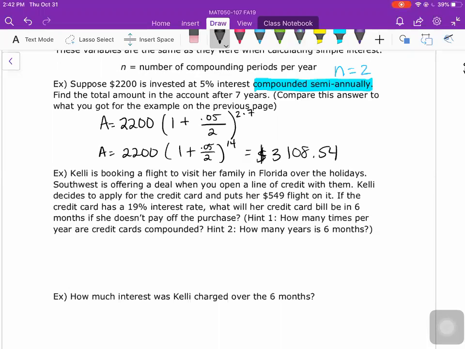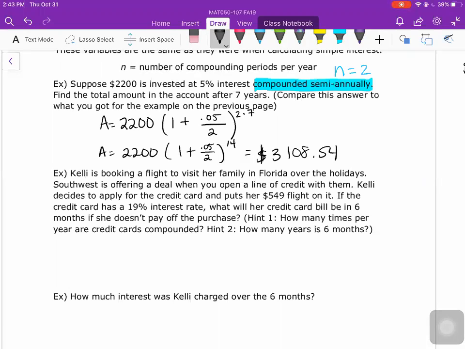So the 3,108 you're earning 2 times a year, or is that the total for the year? That's the total amount at the end of 7 years. A is the total amount after a given amount of time. So at the end of 7 years, in the first account, we made $2,970. In this new account, my new balance is $3,108.54.